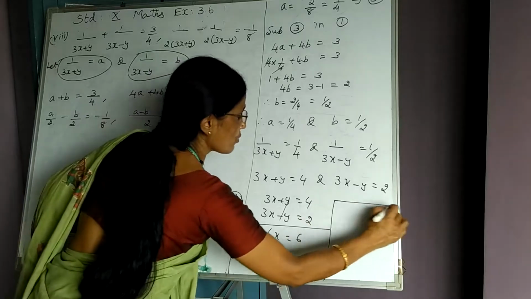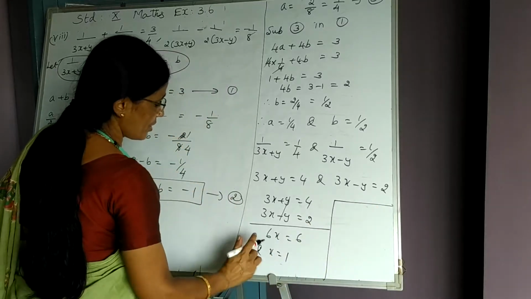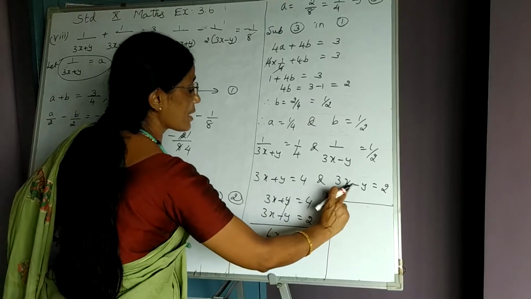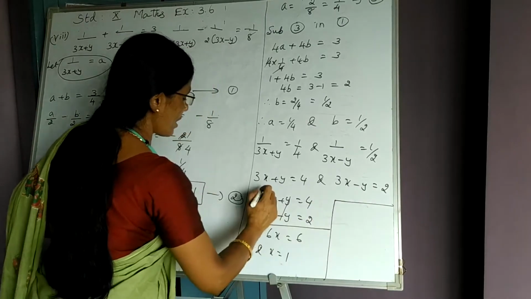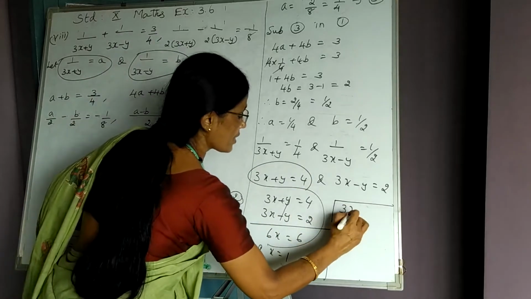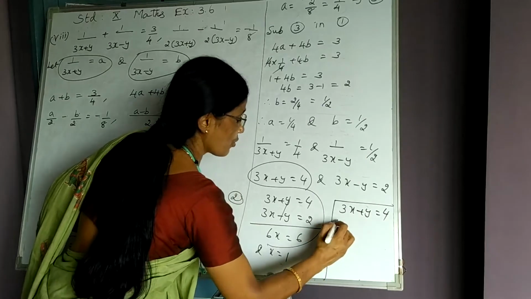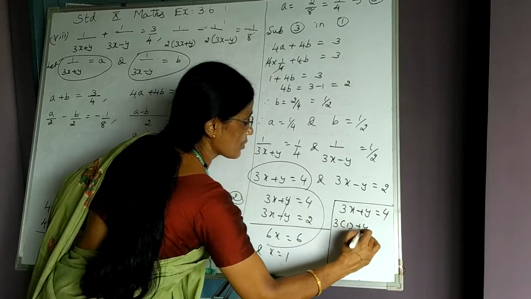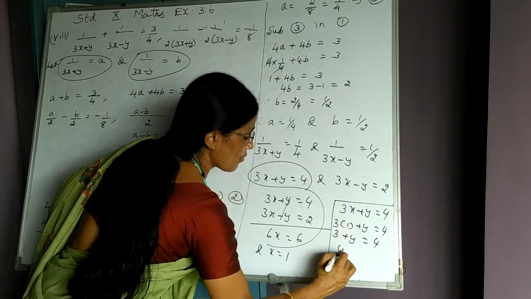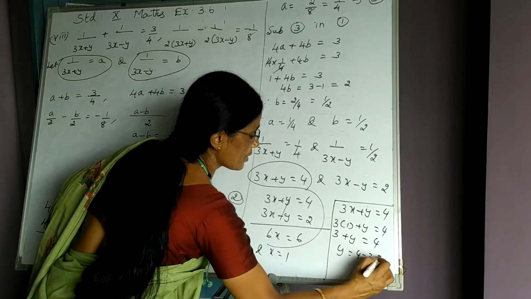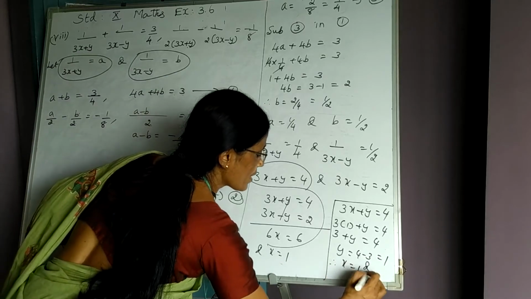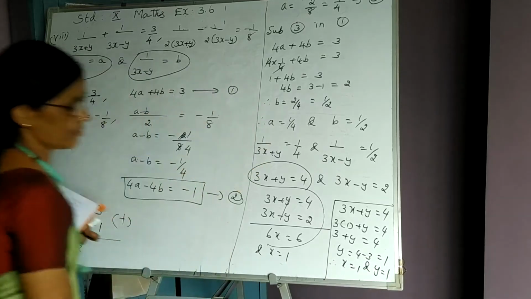I will do the last part over here. This can be substituted either in the first equation 3x plus y equal to 4 or 3x minus y is equal to 2. I prefer this equation, so we are going to substitute this here. 3x plus y equal to 4, 3 into 1 plus y equal to 4, 3 plus y equal to 4, y is 4 minus 3 which is equal to 1. Therefore, we got x equal to 1 and y is equal to 1.